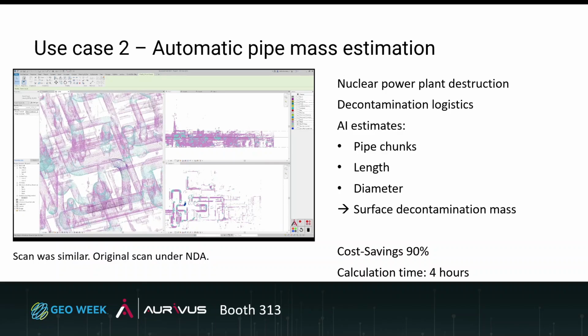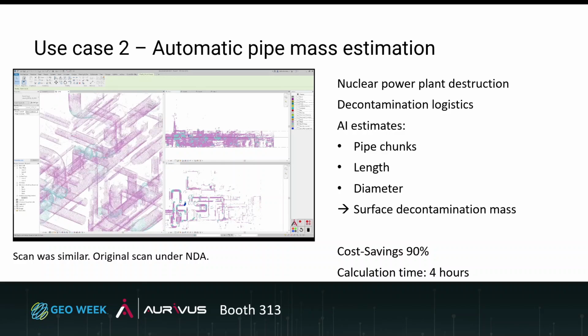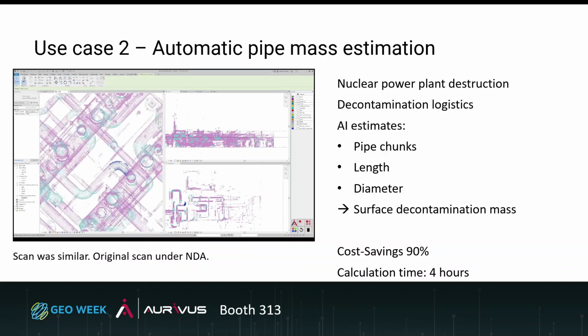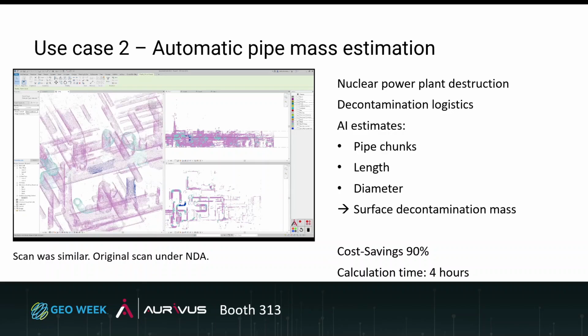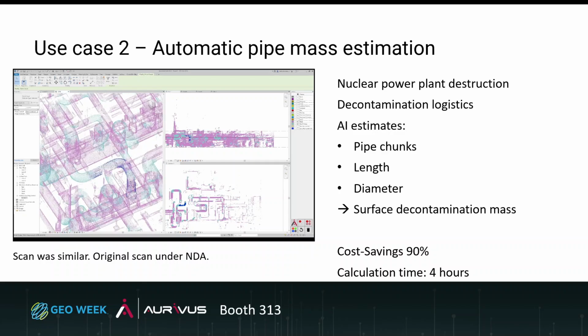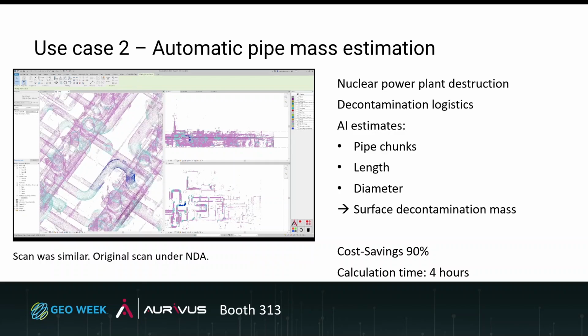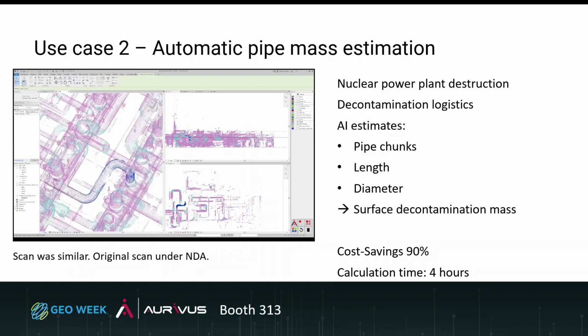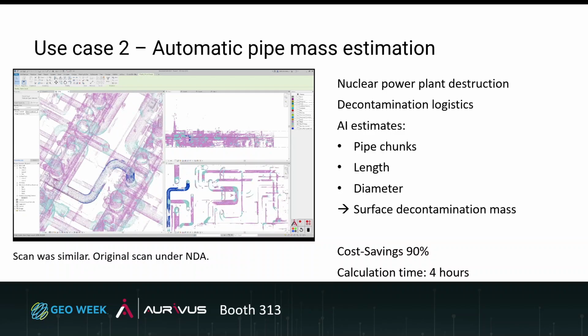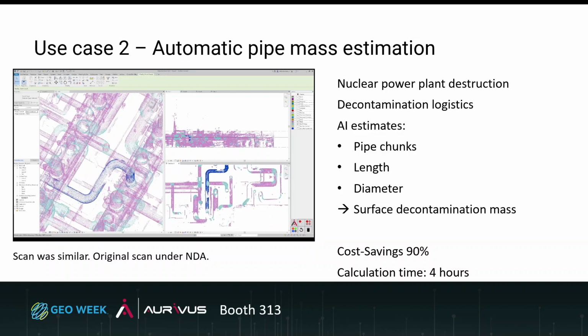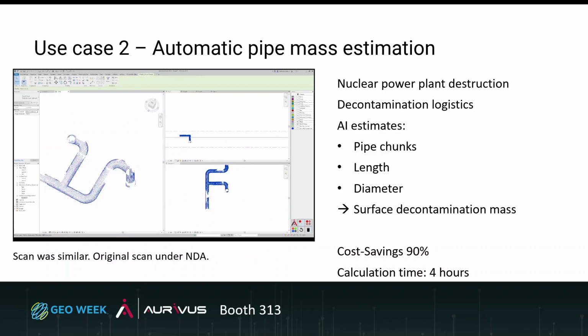you can count the objects, and you can also calculate the surface. And when you calculate, so if you take the number of pipes sorted by diameter, for example, then calculate from the diameter and the length of the pipe junk the surface, you know how much of the surface you need to take down to decontaminate it. And then you have the mass which has to be decontaminated and has to be transported in a logistic process. So that actually means that we can save 90% of the costs, and calculation of a nuclear power plant with our AI takes only about 4 hours.